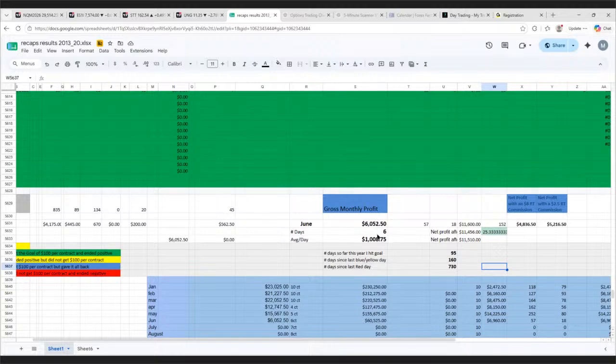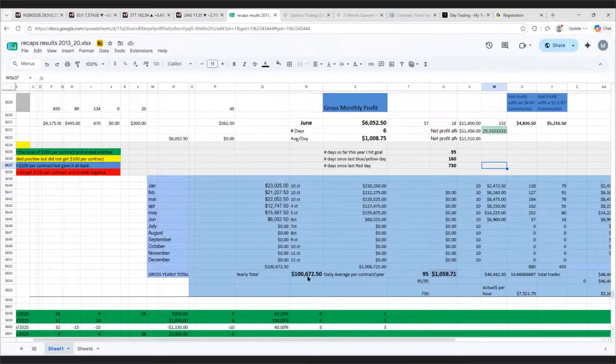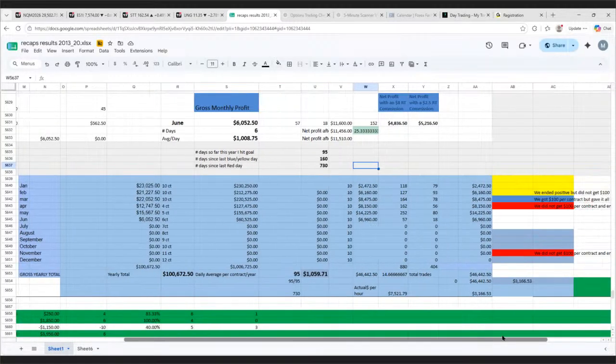So on the month, that puts us at $6,052 over 6 trading days, averaging $1,008 per contract per 2-hour trading day. And on the year, $100,672 over 95 trading days, averaging $1,059 per contract per 2-hour trading day.